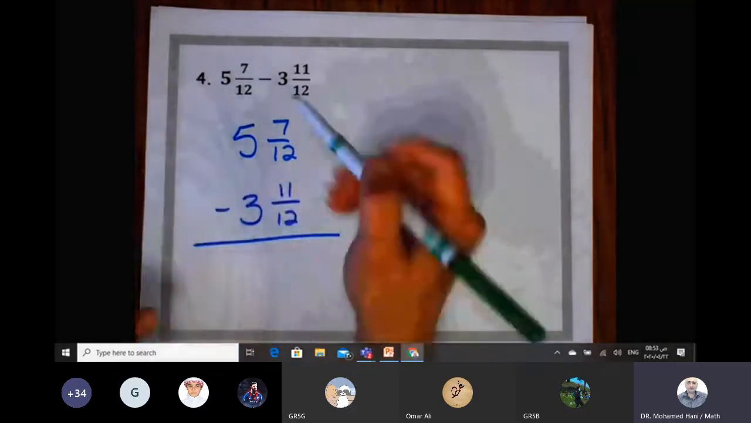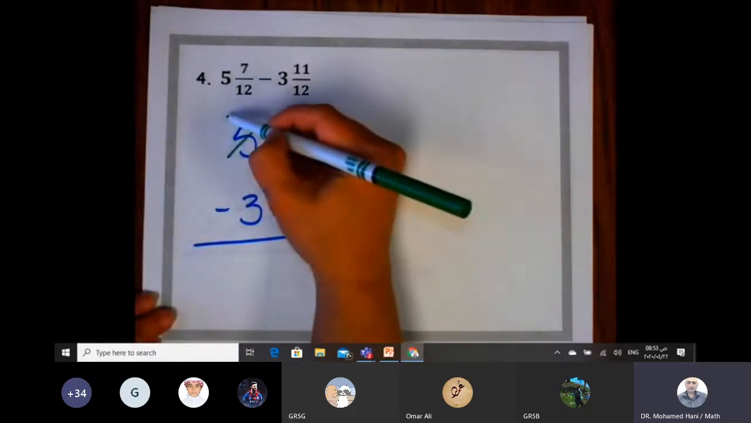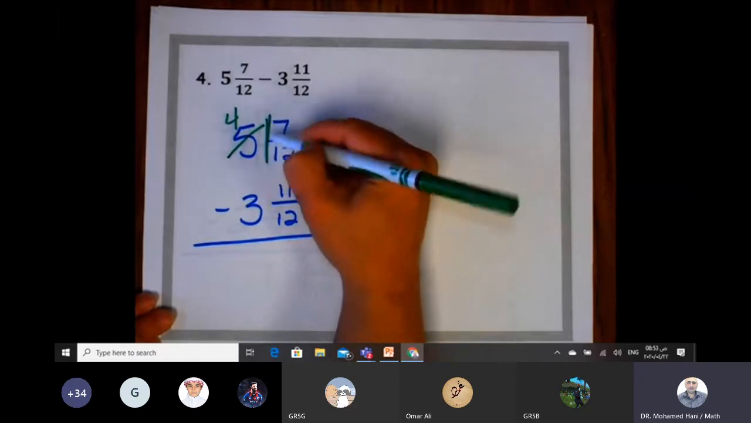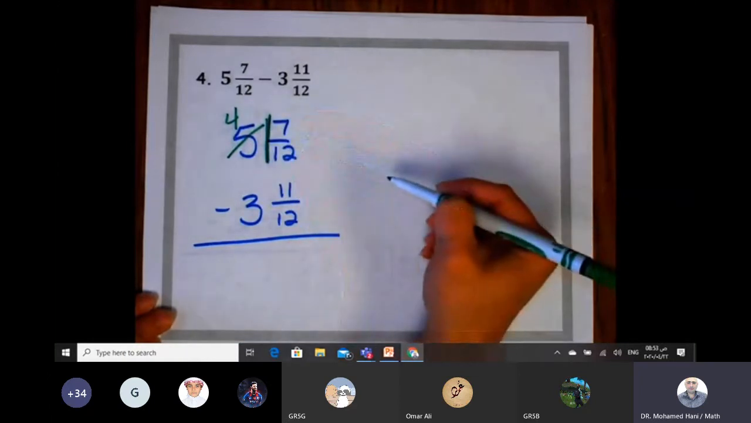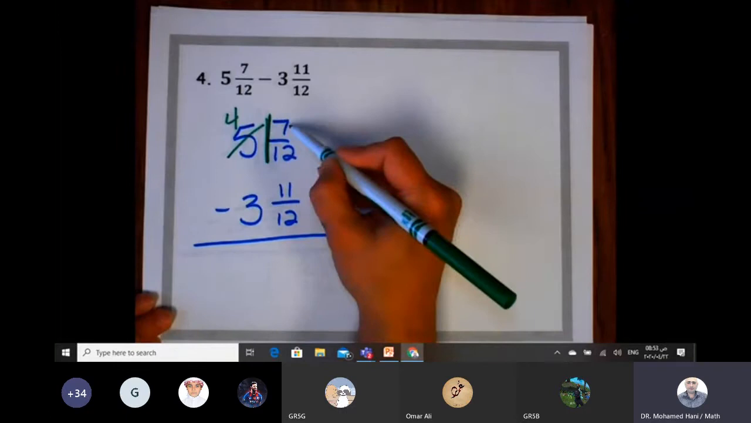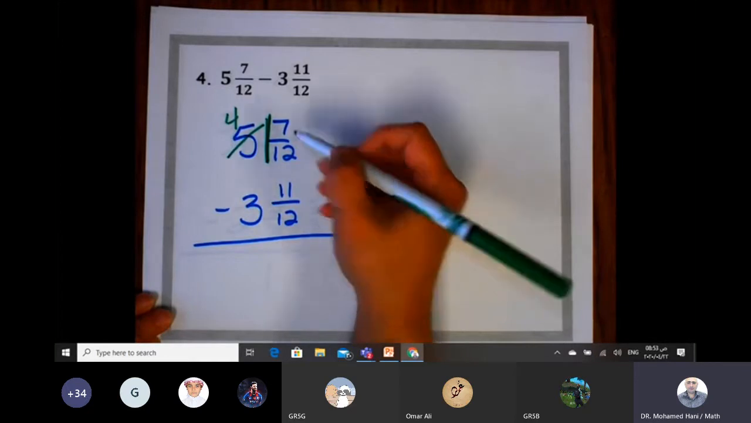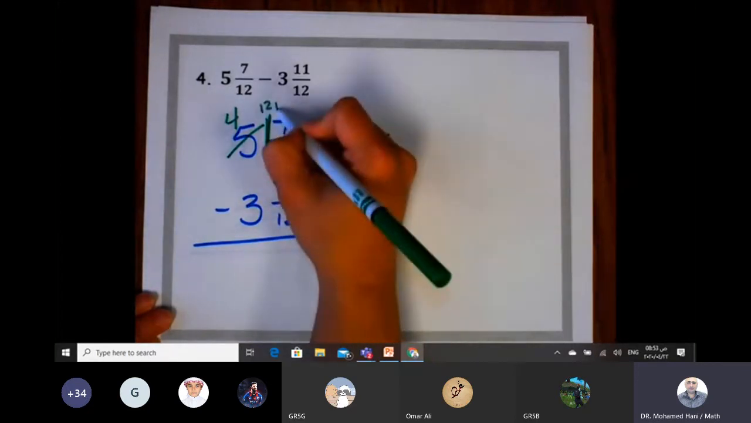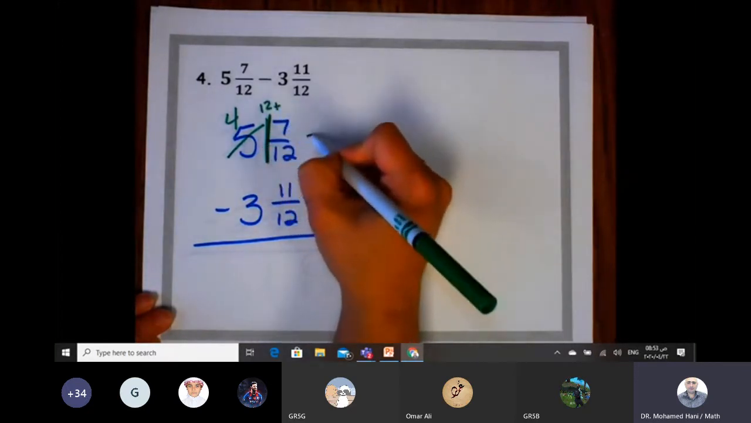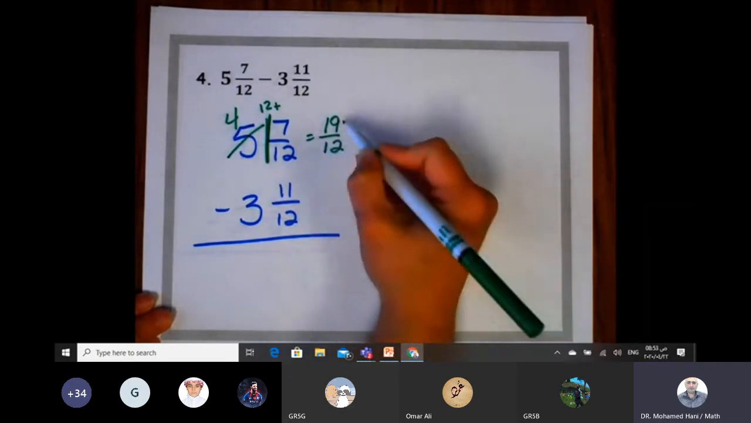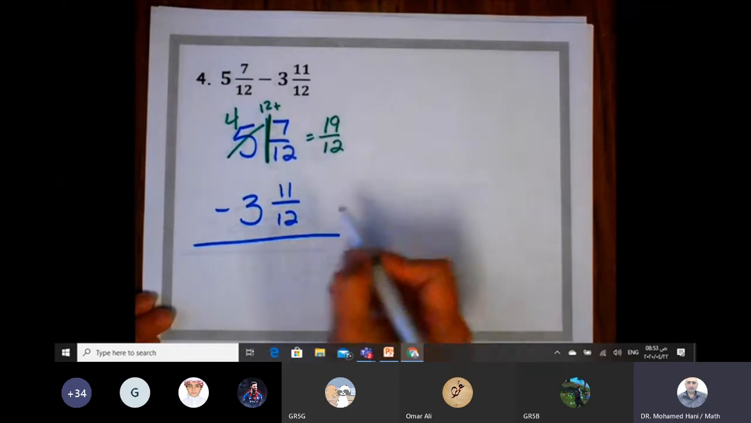We borrow from the 5. The 5 becomes a 4. And remember, I borrowed 1 whole. So now I'm going to have to go around the world to make 1 7/12 into an improper fraction so it will be useful to me. So 12 times 1 is 12. 12 plus 7 is 19. So 1 7/12 is equal to 19/12.